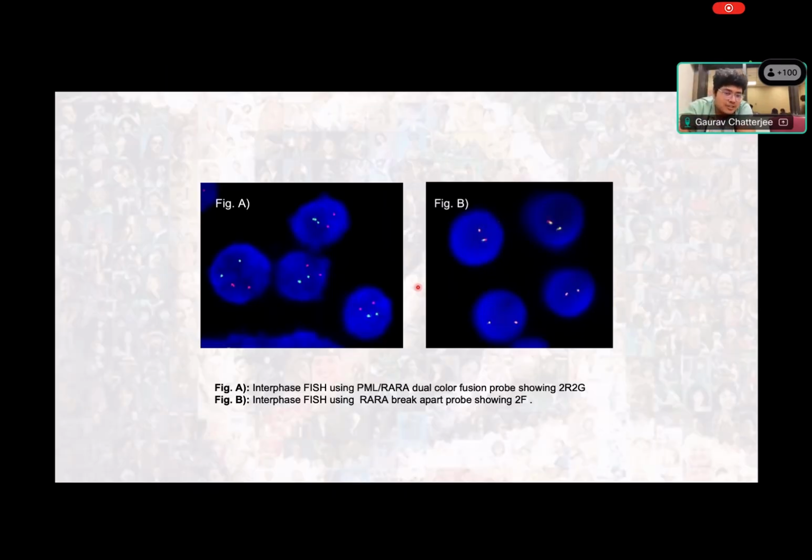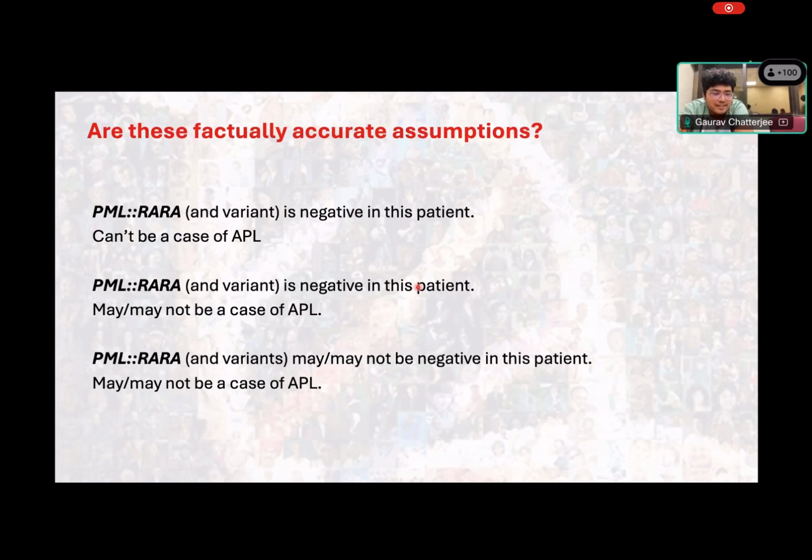So, there is no RARA rearrangement. So, there is no PML-RARA, there is no RARA rearrangement. So, would you revise your diagnosis now? Yes, sir. But I'm not sure quite how to revise.